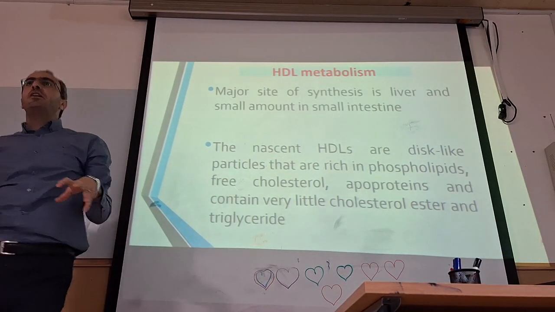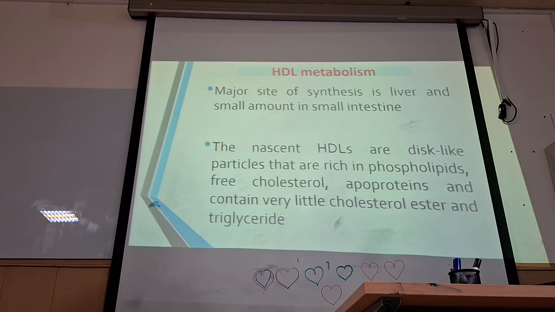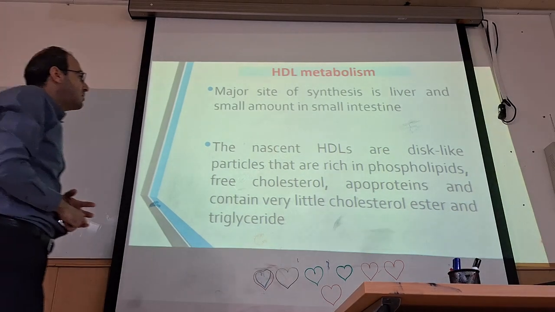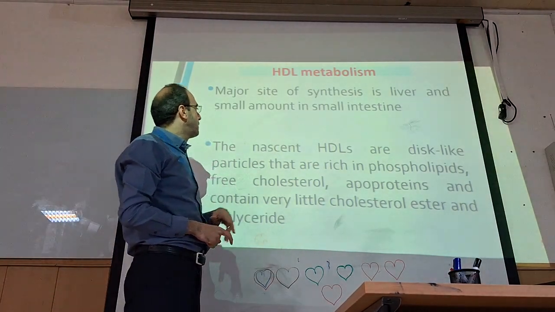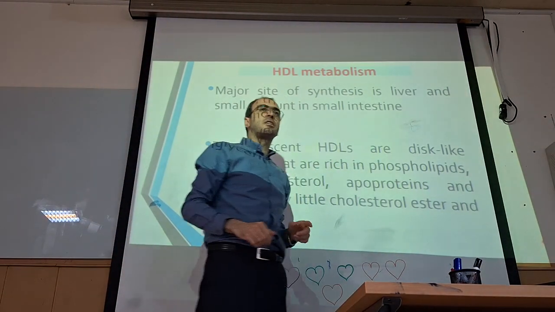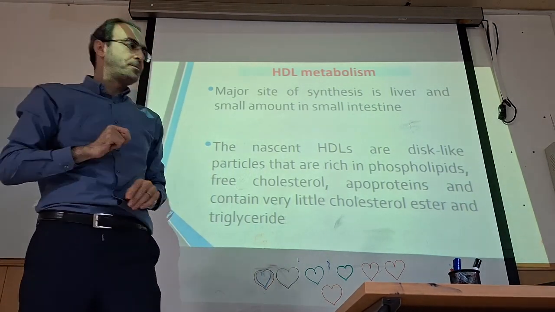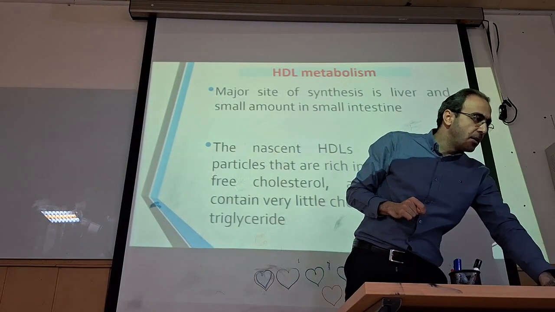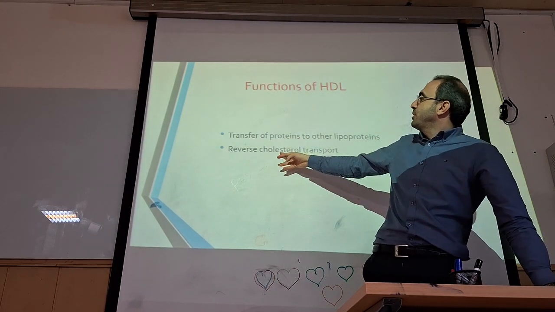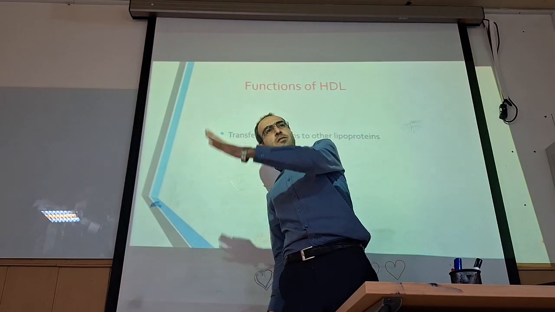Related to HDL, both intestine and liver can synthesize HDL. The first HDL which is synthesized is known as nascent HDL, or other names are disc-like HDL or discoidal HDL, because it's like a disc. There are two main functions of HDL: transfer of proteins, and reverse cholesterol transport. We call it reverse cholesterol transport from extrahepatic tissues to the liver.